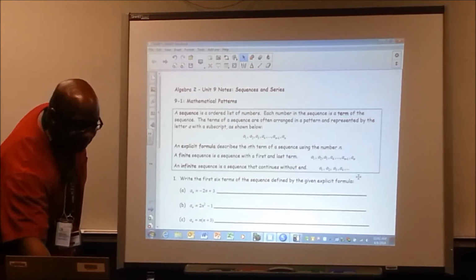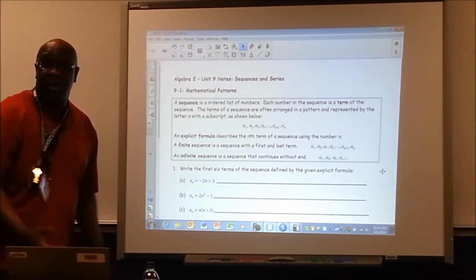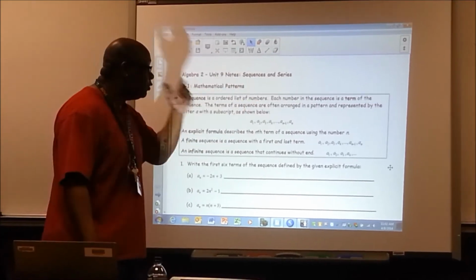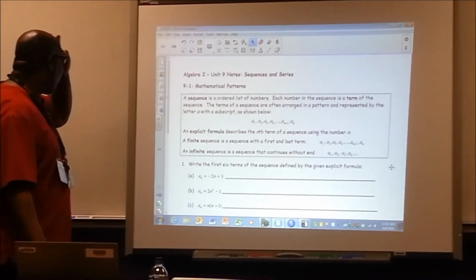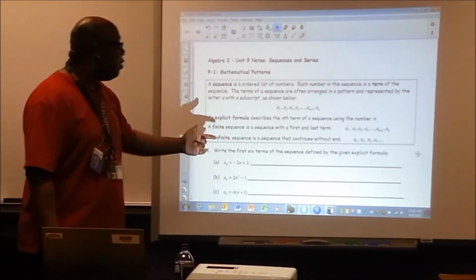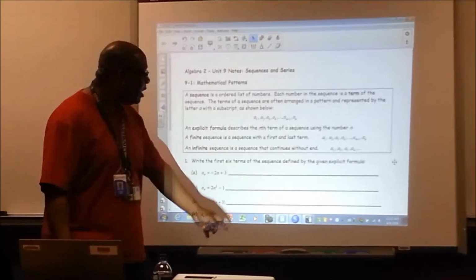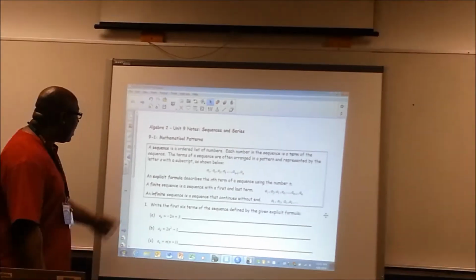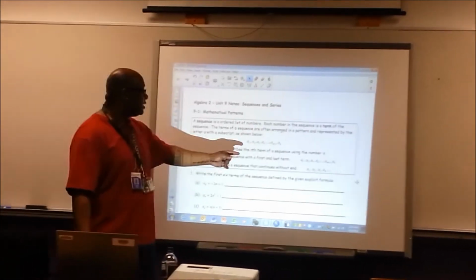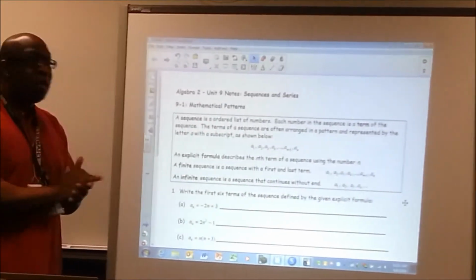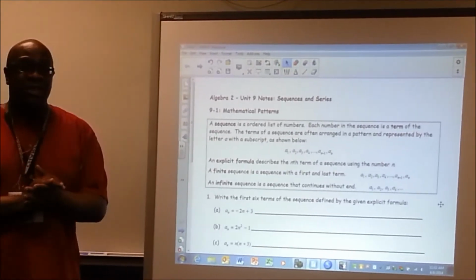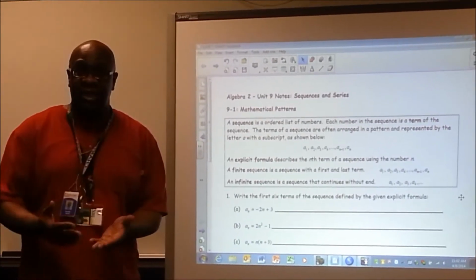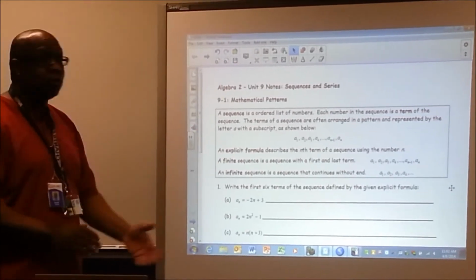We're also going to be dealing with what's called an explicit formula. An explicit formula describes the nth term of a sequence using the number n. A finite sequence is a sequence with a first and a last term, A of 1, A of 2, A of 3, ending at some number. An infinite sequence is a sequence that continues without end. In plain English, what all of this means is I'm going to show you how we would find terms of a sequence, starting with these examples here.